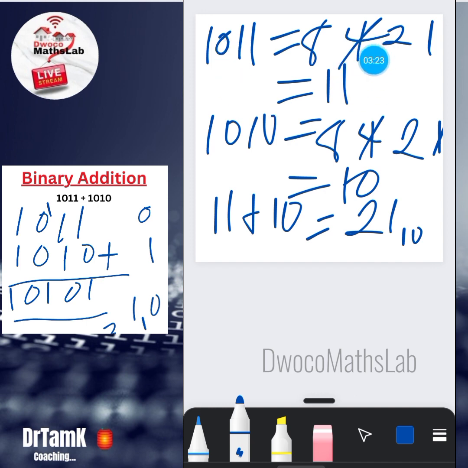So 0 times 4 is what? 0. So we cancel that part. So we're left with what? 8 plus 2 plus 1, and 8 plus 2 is 10. 10 plus 1 is 11. So converting 1011 to base 10 is what? 11 base 10. Is it clear?